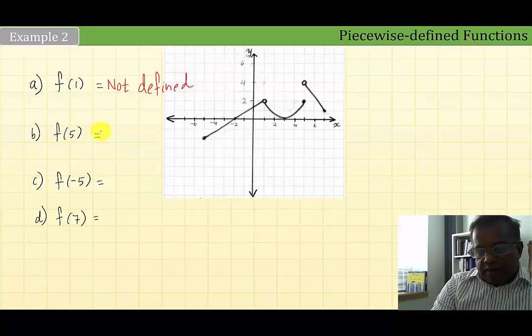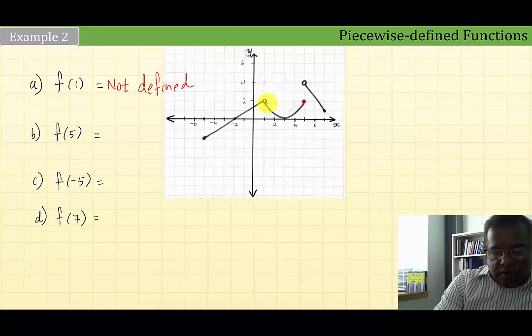Now f of 5, when x equals 5, you can see there are 2 points. This point is colored and there is a hole in this graph. That means for 5, this is the point that belongs to x equals 5, whose y value is 2. This point is (5, 2), so therefore f of 5 is 2.